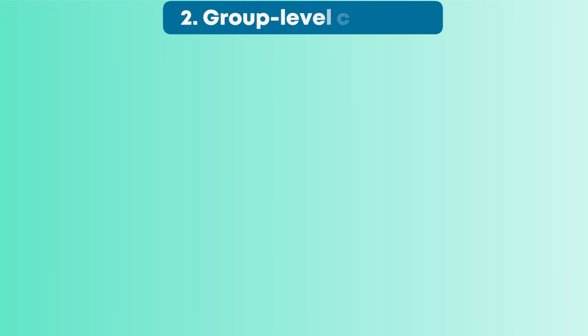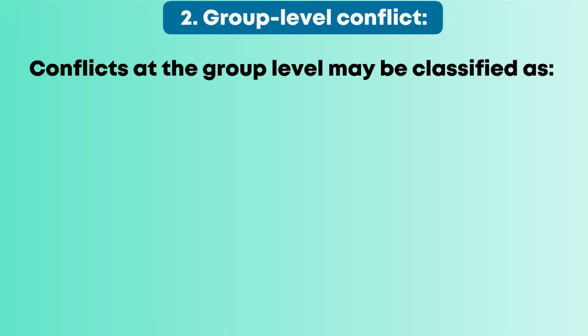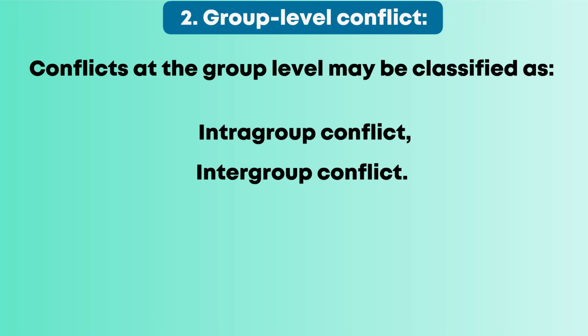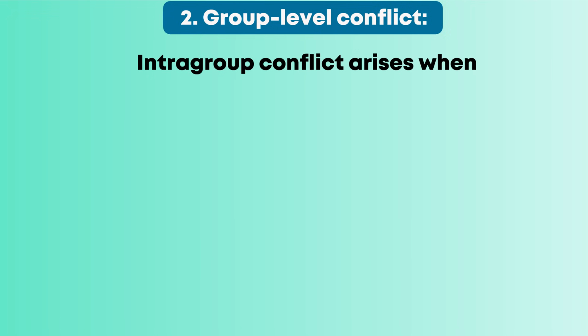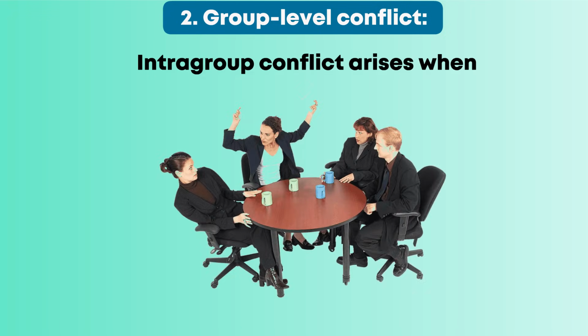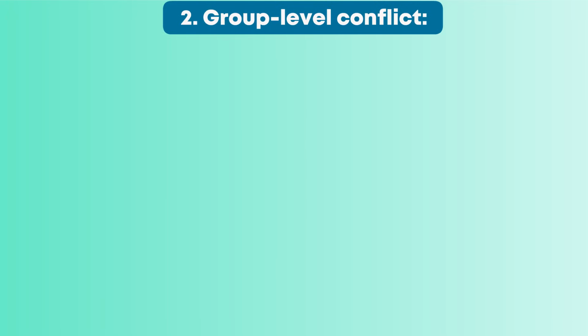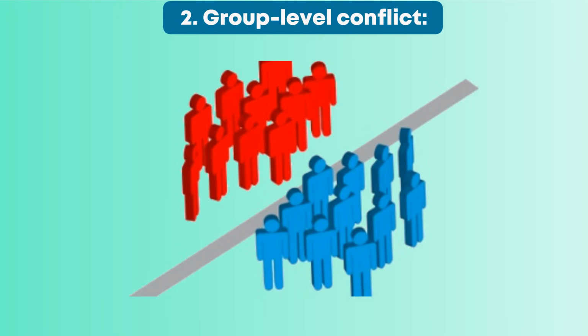2. Group-level conflict. Conflicts at the group level may be classified as intragroup conflict and intergroup conflict. Intragroup conflict arises when differences over an issue crop up between the group members. Such a conflict may divide the group into two further groups.